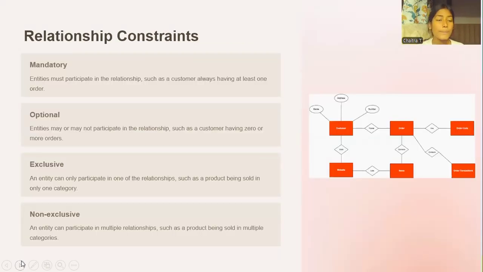Relationship constraints. Mandatory. Entities must participate in the relationship, such as a customer always having at least one order. Optional. Entities may or may not participate in the relationship, such as a customer having zero or more orders. Exclusive. An entity can only participate in one of the relationships, such as a product being sold in only one category. Non exclusive. An entity can participate in multiple relationships, such as a product being sold in multiple categories.